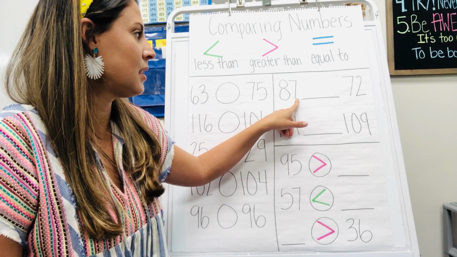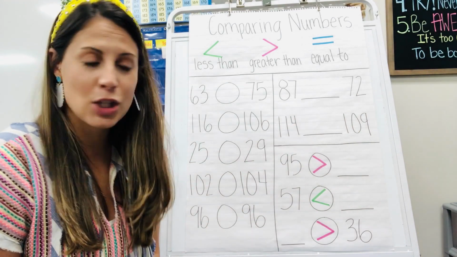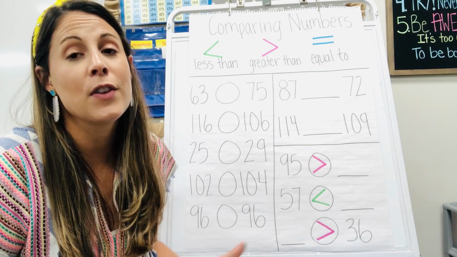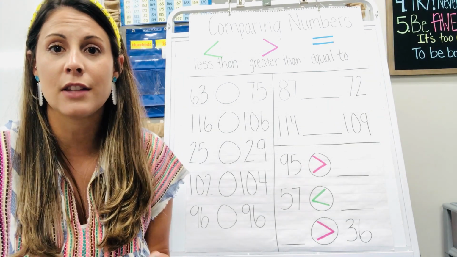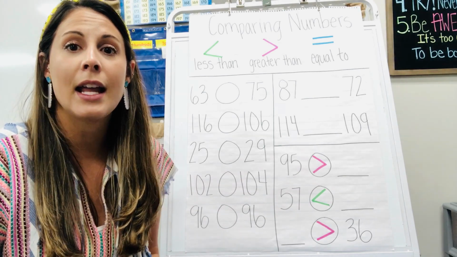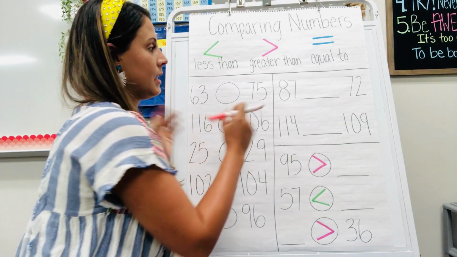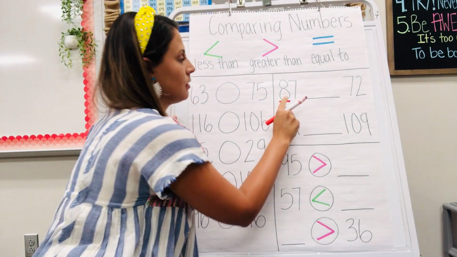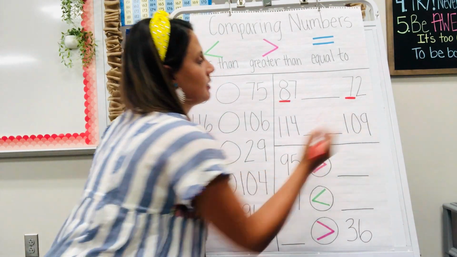87 and 72. When we compare numbers, you always want to look at the tens place first. Or if you have one with 3 digits, you want to look at the hundreds place first. You always want to look at the very first place value in the numbers that you're comparing. So I'm going to underline the first place value I'm looking at. So I'm looking at my 8, my tens place value, and my 7.